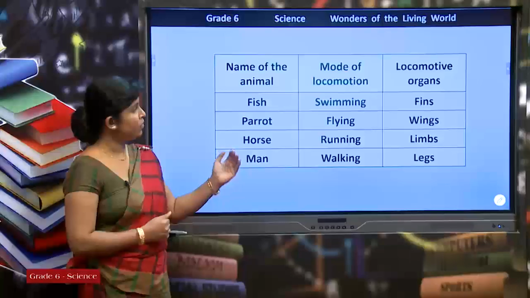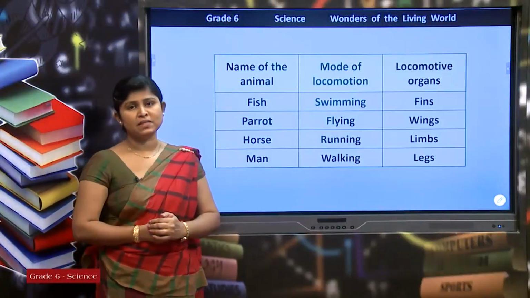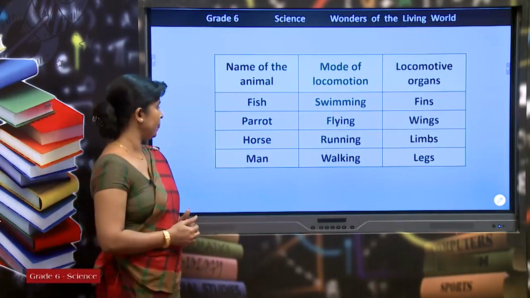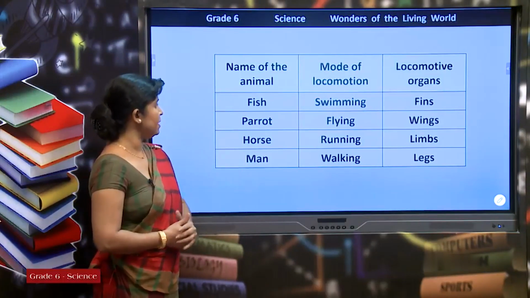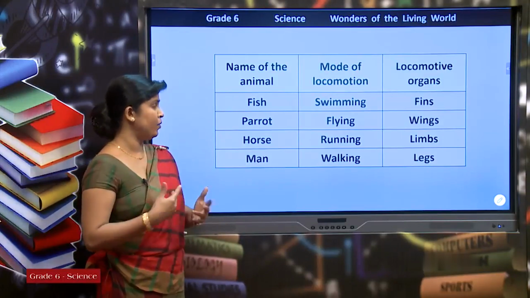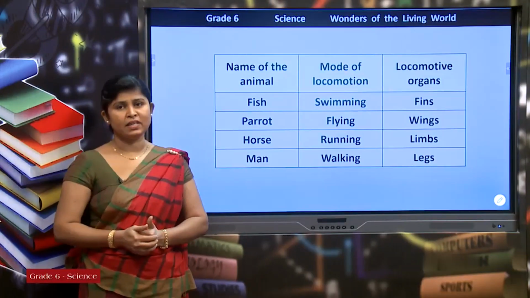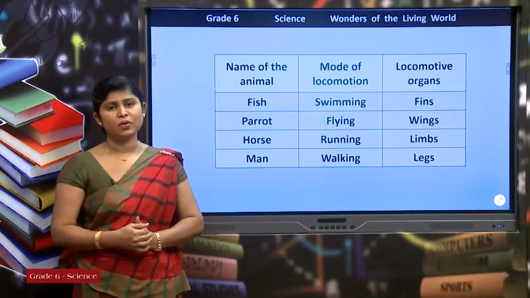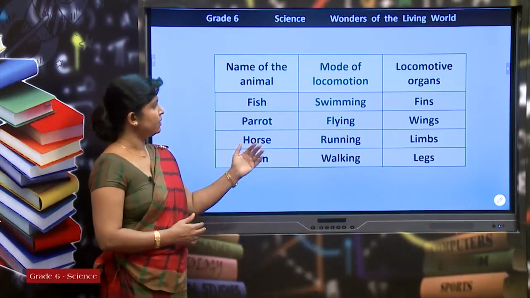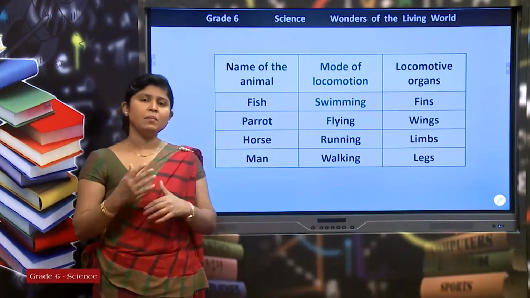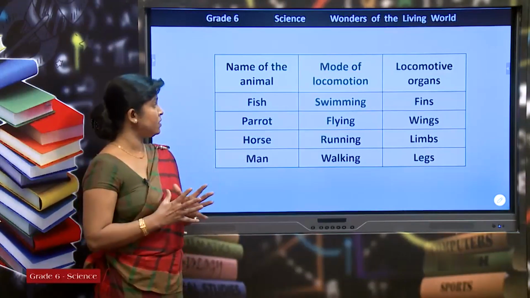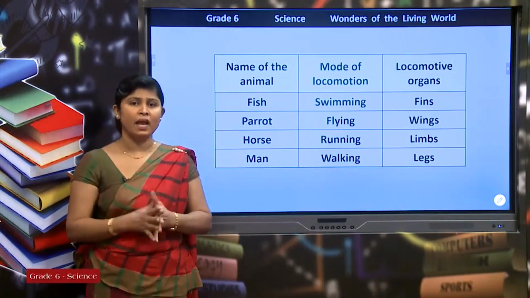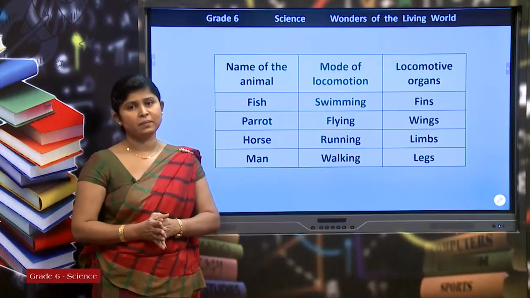Then the locomotive organs are limbs. The horse has limbs for locomotion. Then name of the animal is man. We all know that our mode of locomotion is walking and we have got 2 legs for locomotion, right? I think this table is summarizing different modes of locomotion and locomotive organs used by different animals for their locomotion, right?